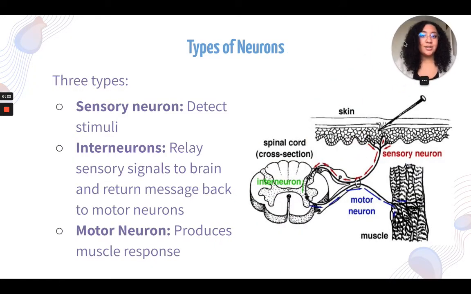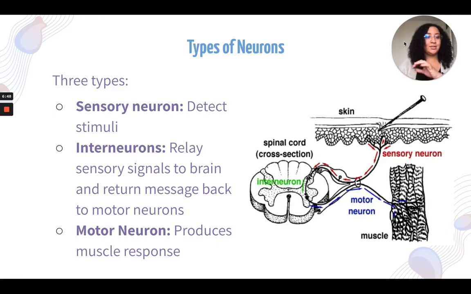Okay, so there are three different types of neurons. There's the sensory neuron, which detects the stimuli, so they're close to the skin, and they are detecting the stimuli. Then there's interneurons, which relay the sensory signals from the sensory neuron back to the motor neurons. And then there's motor neurons, which produce the muscle response.